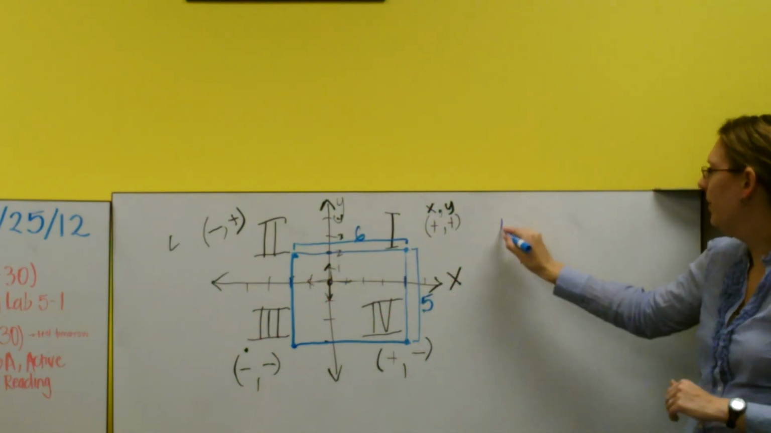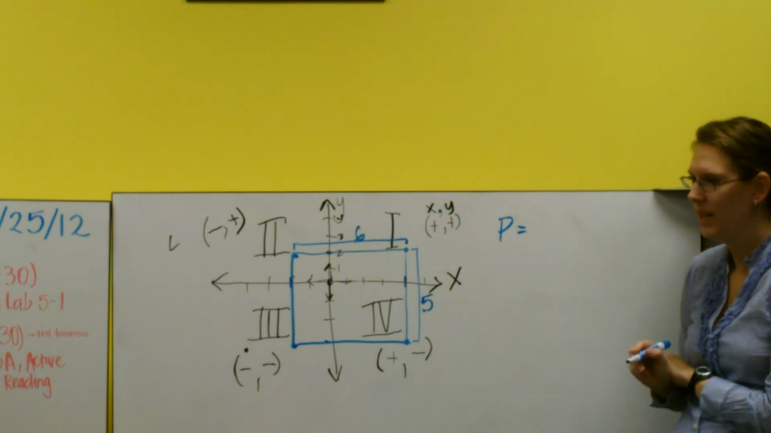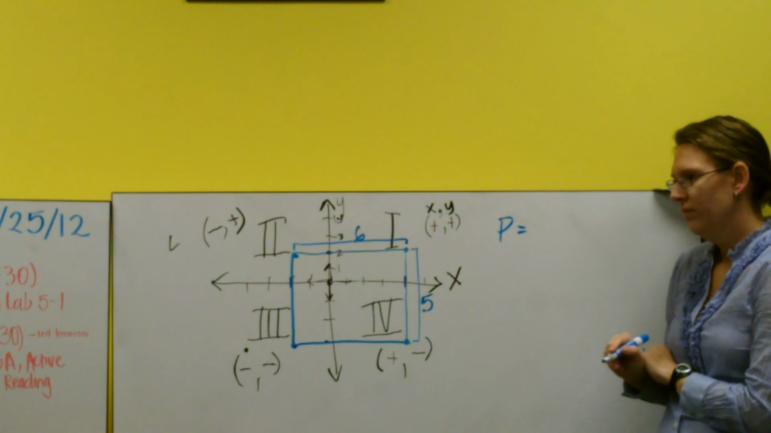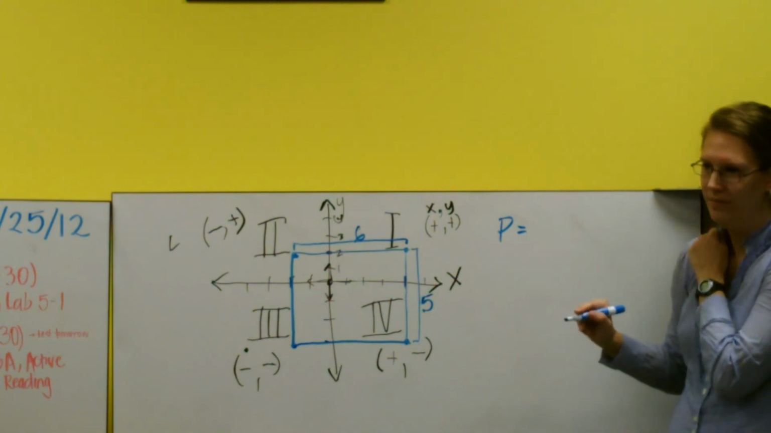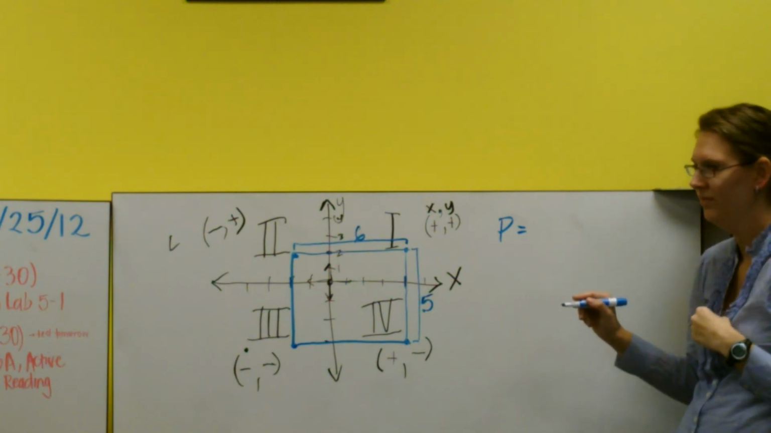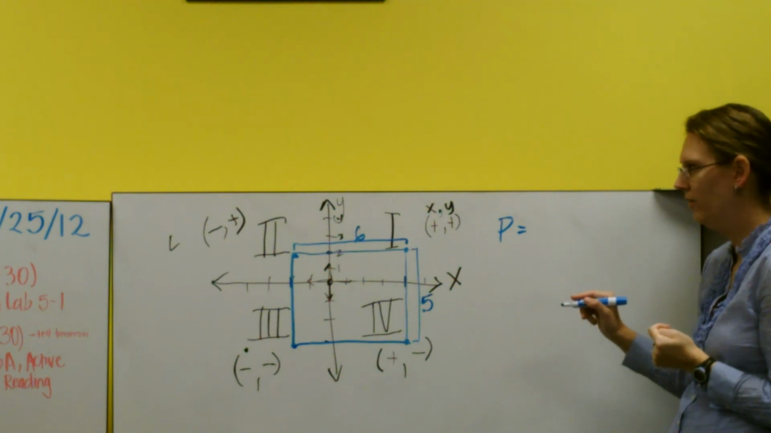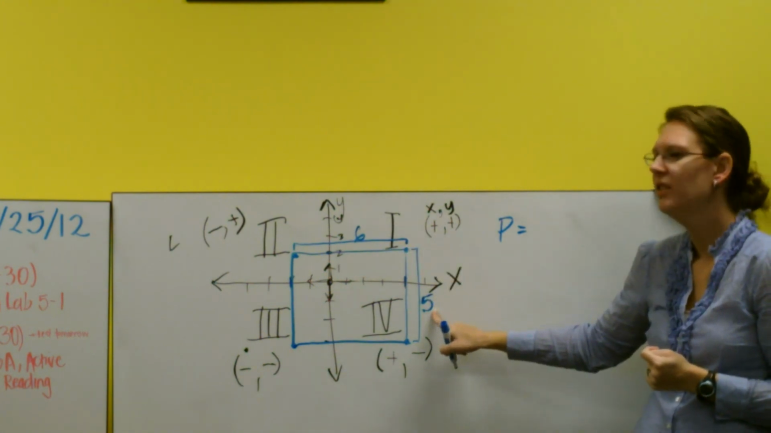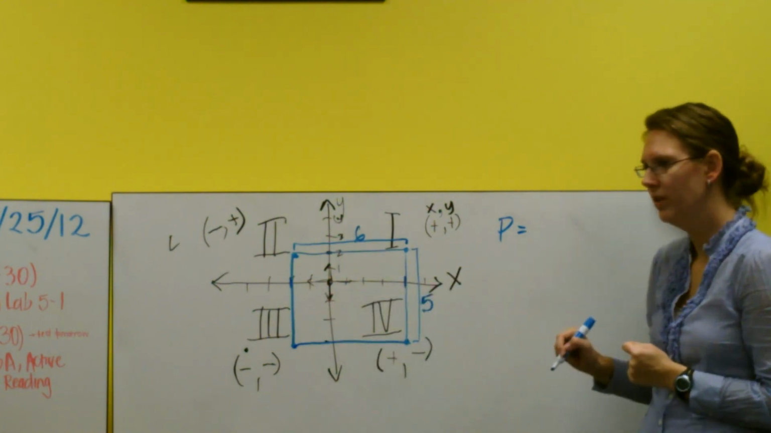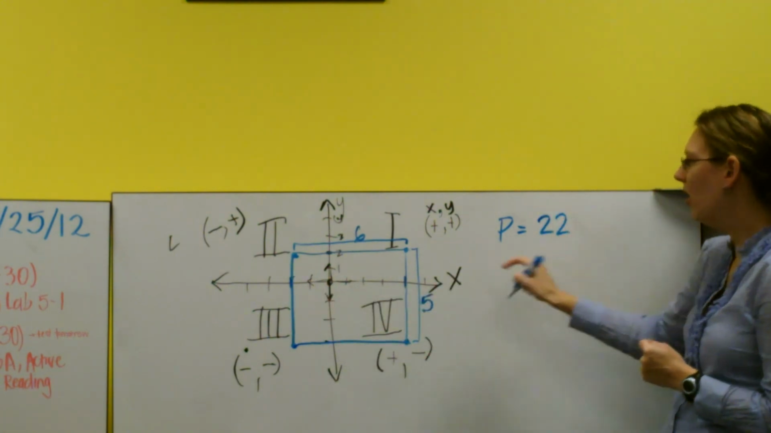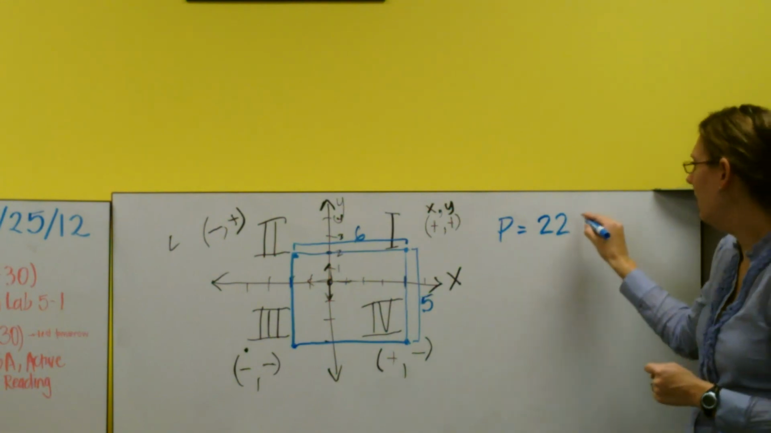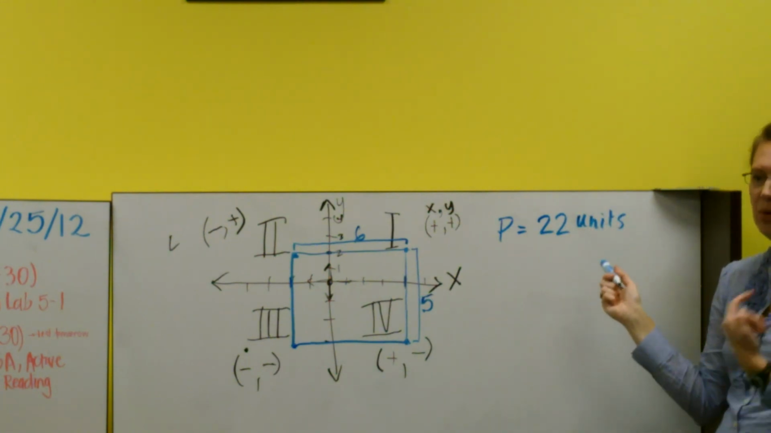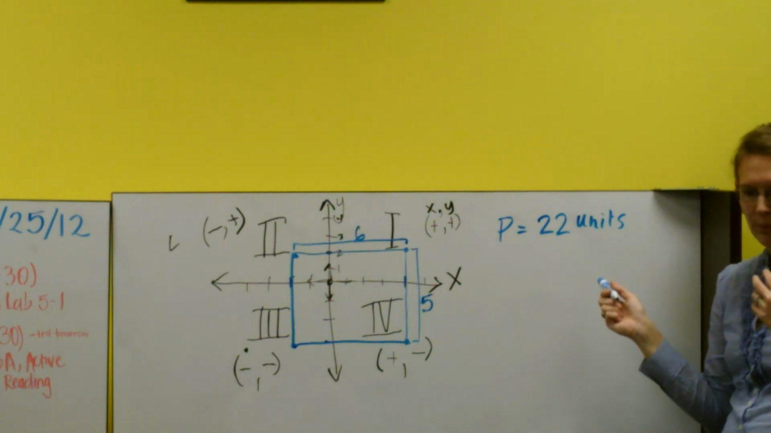So what is my perimeter going to be for this figure, Destiny? 22, and if we aren't given anything else, we call these units. So make sure you give it its label. They're units in our coordinate system.